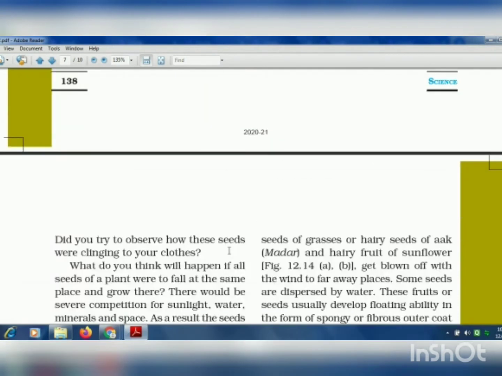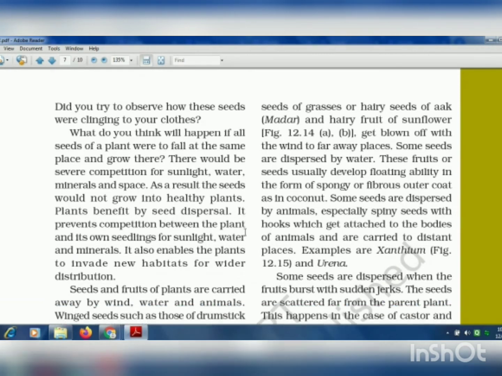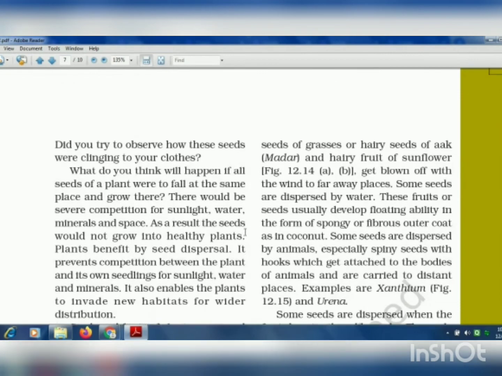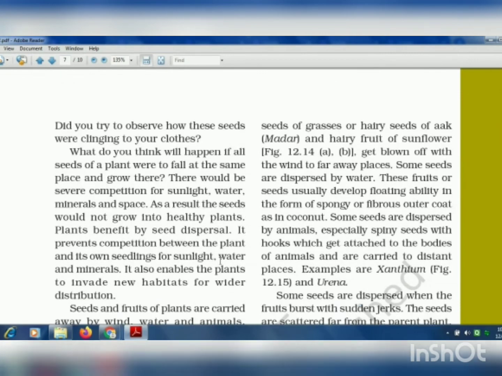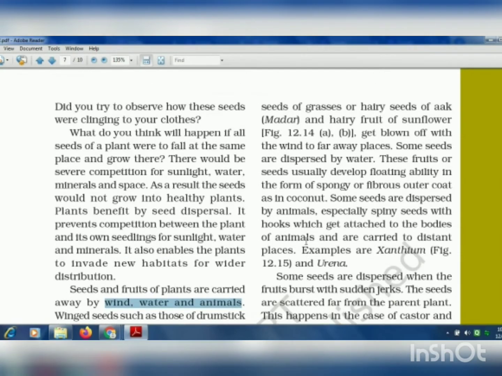So there are many methods by which a seed gets transferred. It is through wind, water, insects, animals, birds, human beings. Okay, so these are the different ways how a seed is transferred from one place to another. Now here in this chapter we'll be studying how wind, water, and animals help to transfer the seeds.